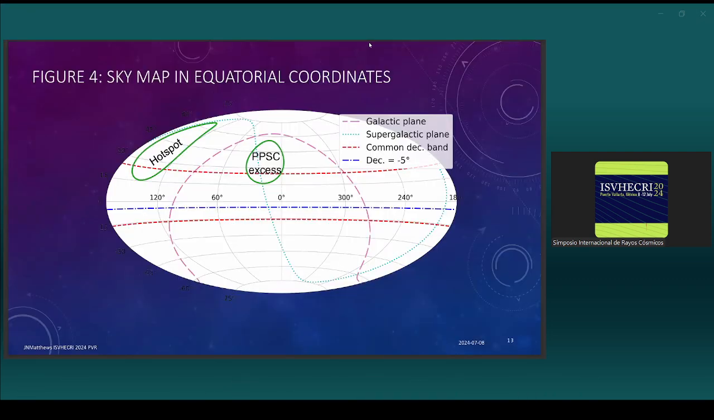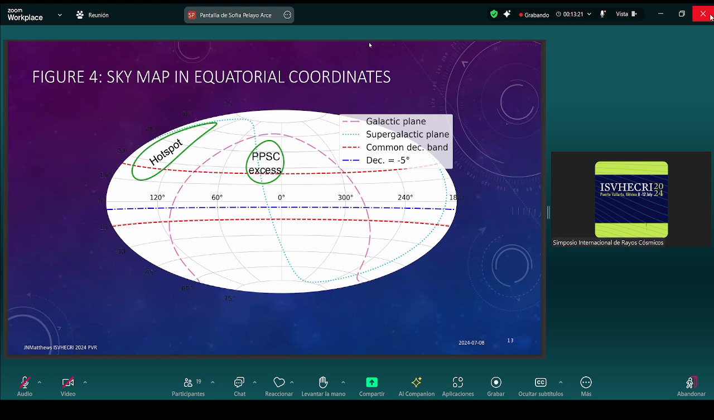So if you look at where those are in the sky, the hotspot is up here, and the Perseus-Pisces supercluster is here, and the common declination band is drawn by these two red lines. That's where Telescope Array and Auger see the same part of the sky.